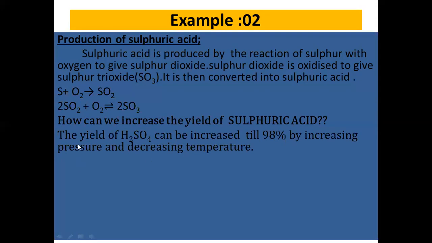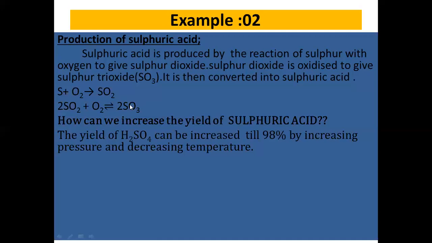Again, you can see the number of moles of the reactants: 2 moles are sulfur dioxide and 1 mole is oxygen. So 2 plus 1 is 3 moles, and the product is only 2 moles. So the volume of the product is smaller than the volume of the reactants, or the number of moles of products is lesser than the number of moles of the reactants. So by increasing the pressure, the reaction will go in that direction where the volume is smaller or the number of moles is lesser. That's why we will increase the pressure, and the reaction will go in the forward direction.